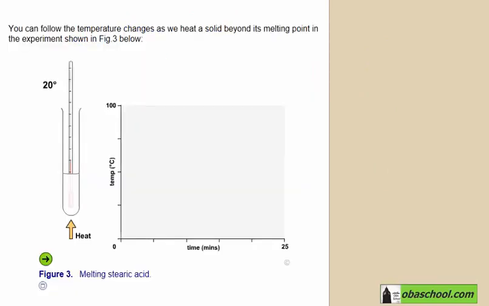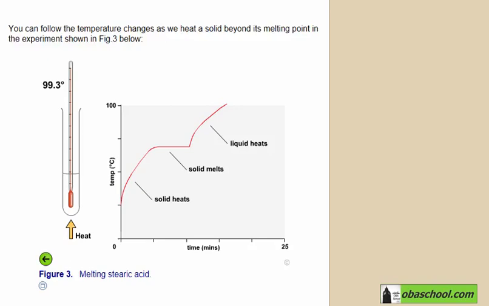Now we will examine the heating curve of stearic acid. So we can follow the temperature changes as we heat a solid beyond its melting point as shown in this experiment. So here we have stearic acid and the temperature at the beginning is 20 degrees Celsius. We will start heating, the temperature rises, so the solid is heated, it will start to melt and then the liquid will be heated.